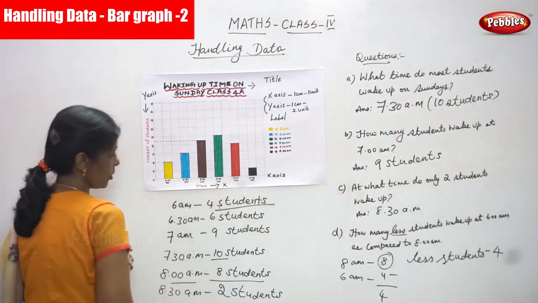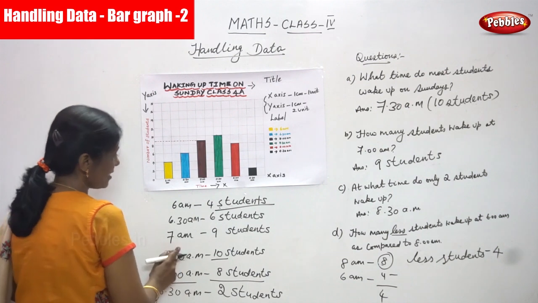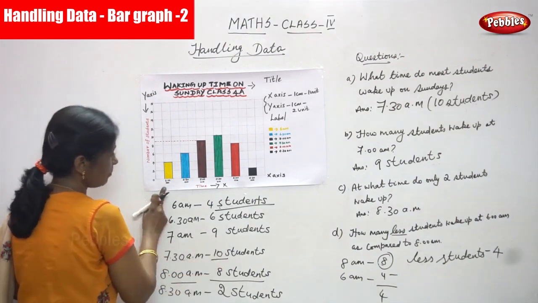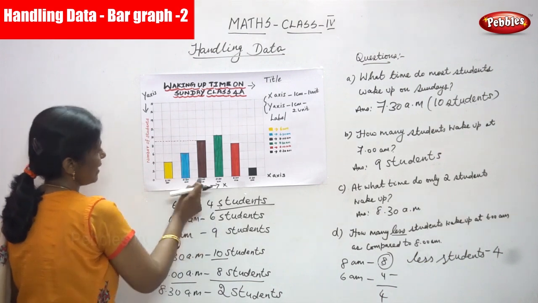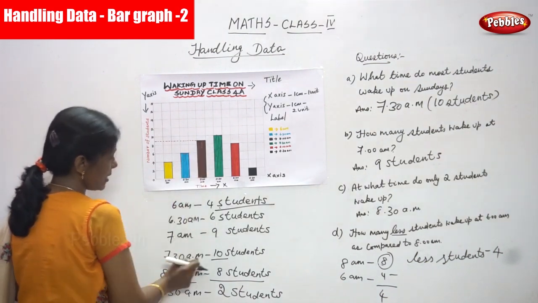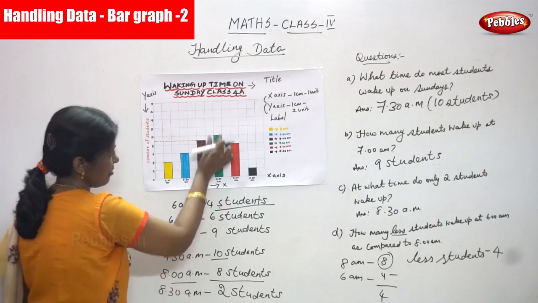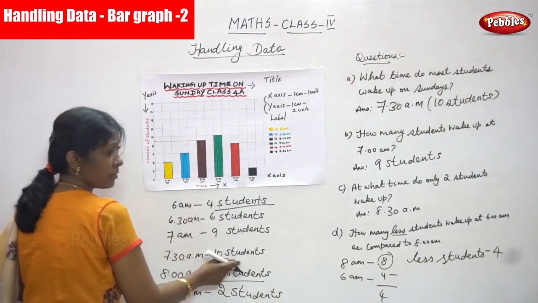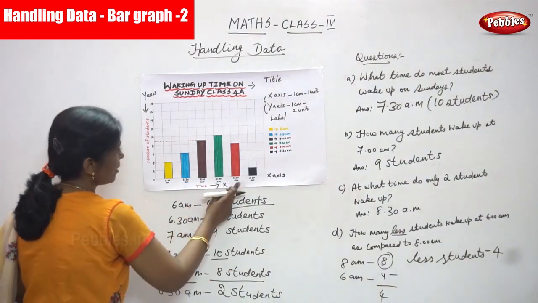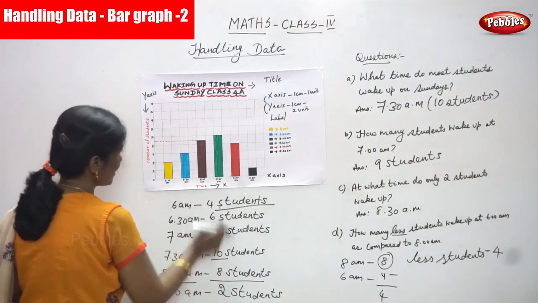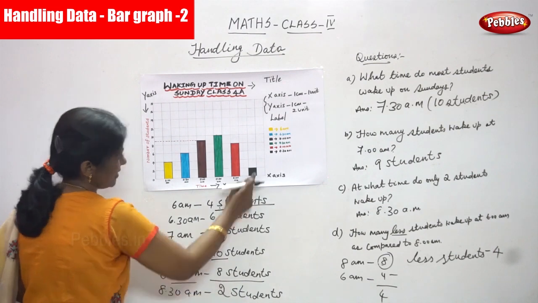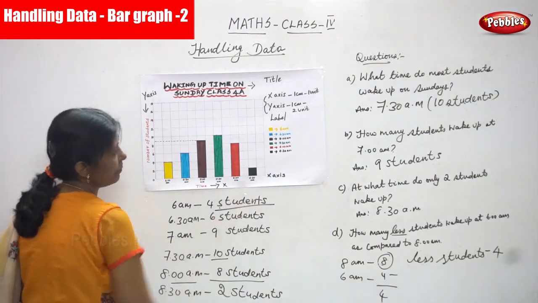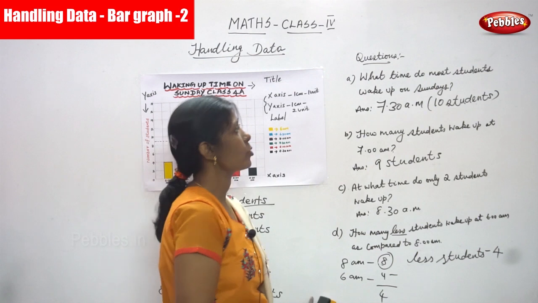And 6 a.m. is 4 students, 6:30 a.m. is 6 students, 7 a.m. is 9 students, and 7:30 a.m. is 10 students. This is the tallest graph, and the number of students is also the highest. And 8 a.m. is 8 students. And what is this? Only 2 students at 8:30 a.m., shaded in black color. So these are the questions I answered very clearly.